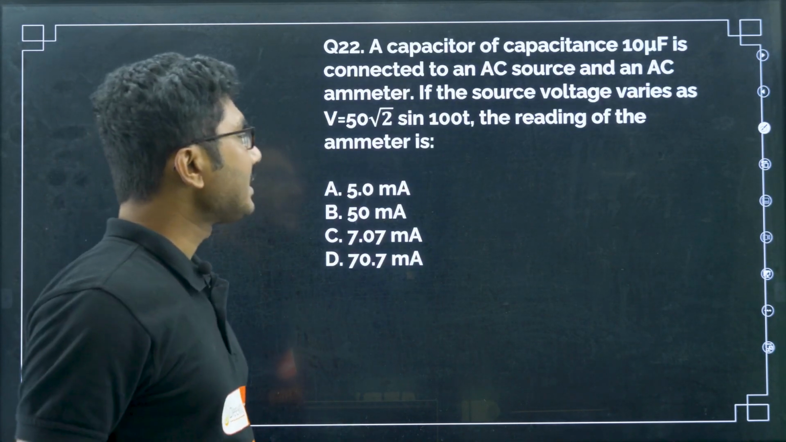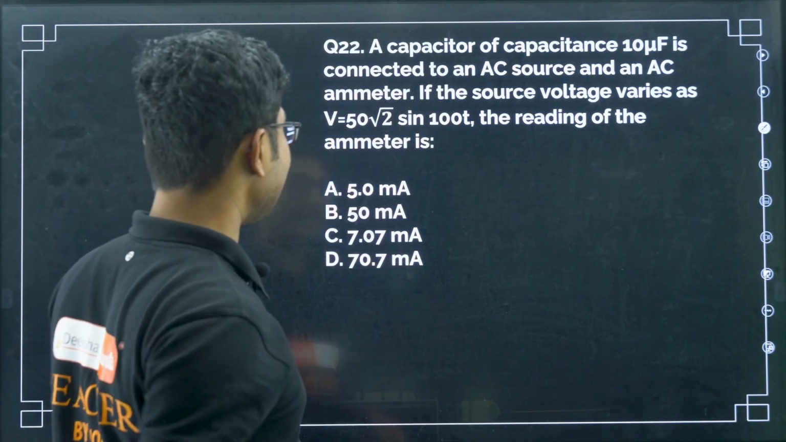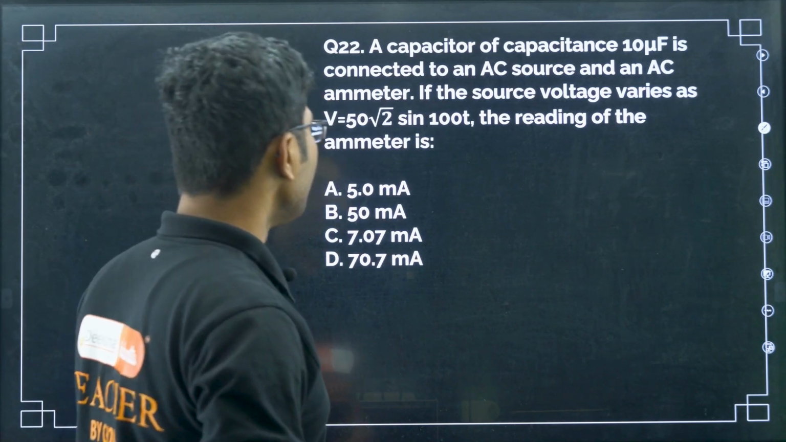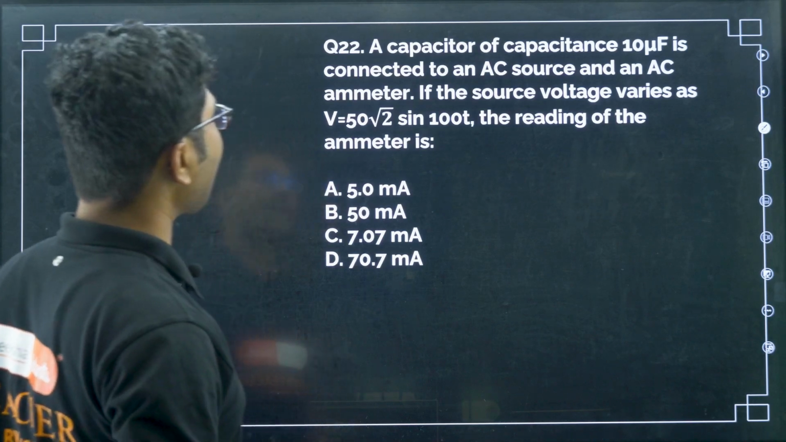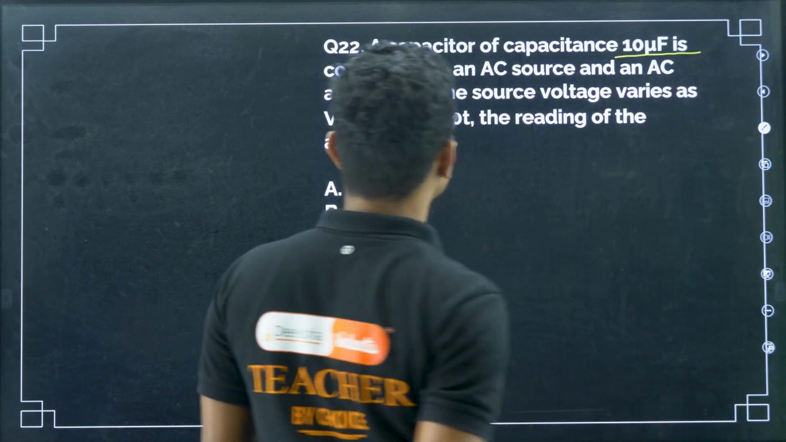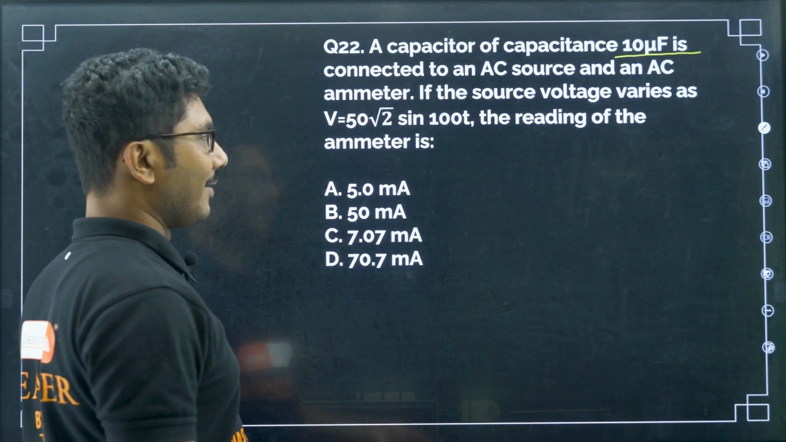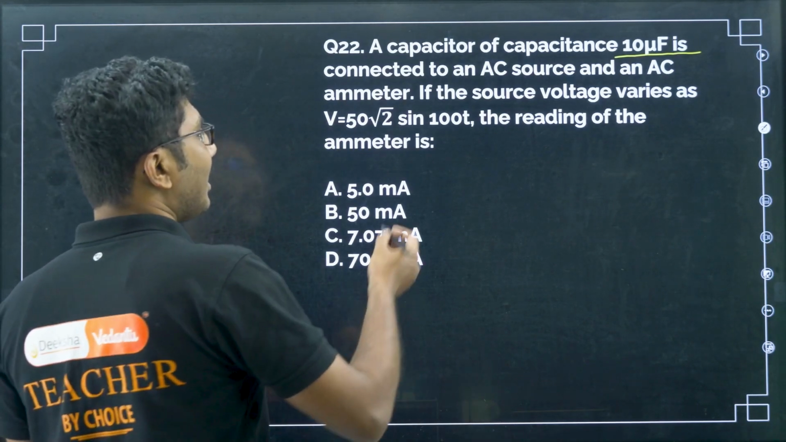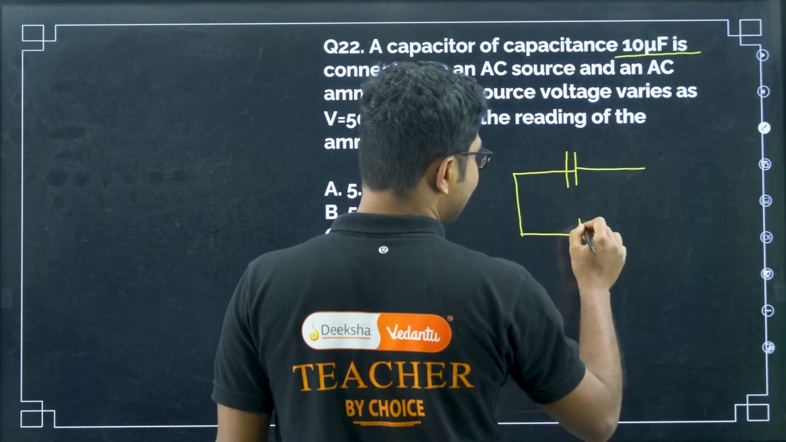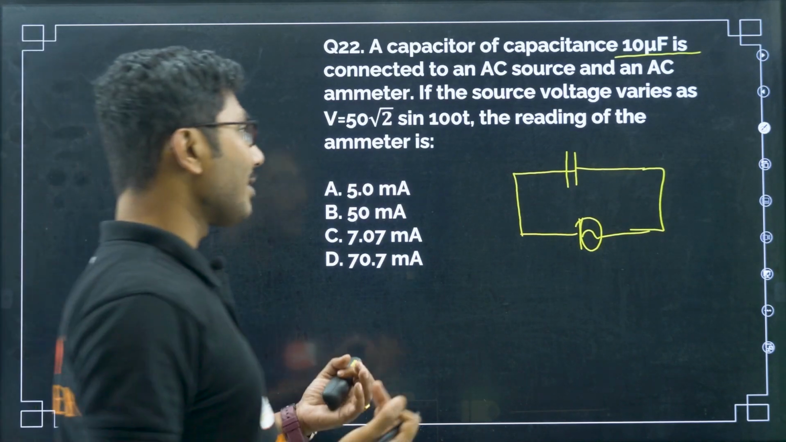Next question, a capacitor of capacitance 10 microfarad is connected to an AC source and an AC ammeter. If the source voltage varies as 50 root 2 sin 100t, the reading of the ammeter is. So, capacitor of capacitance 10 microfarad is connected to an AC source and AC ammeter. In this case frequency is not given, but only a capacitor is given and an AC battery is given. So, what they have asked you is the reading of the ammeter, nothing about the current is given.